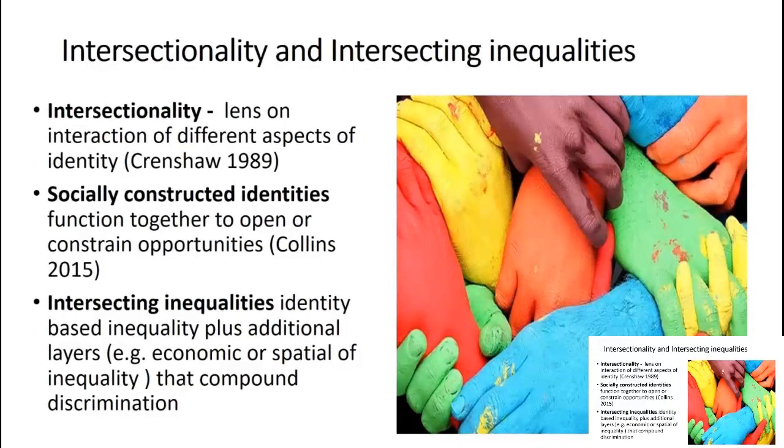Intersectionality is a conceptual lens to help us understand how life experiences are shaped by the interaction of different aspects of identity. It was a term coined by the lawyer Kimberlé Crenshaw in 1989 to help us understand the distinctive experience of a person who is, for example, a woman and is black, compared to a person who is either a woman or black. And intersectionality has been picked up because, in a way, it helps us understand the multiple identities that people navigate in their lives and the impact on them.